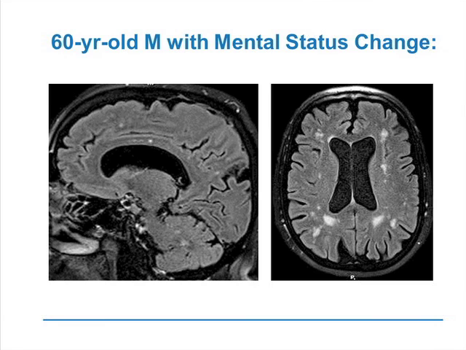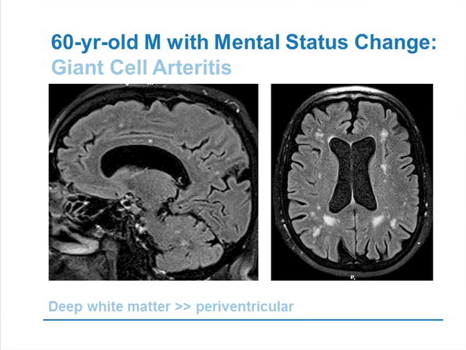Next case is a 60-year-old male with mental status change. And you can see that there are many lesions. They seem to have a distribution that's sort of different for multiple sclerosis. There aren't many around the ventricles at all, and many of them are in a subcortical and deep white matter distribution. And this turned out to be giant cell arteritis.